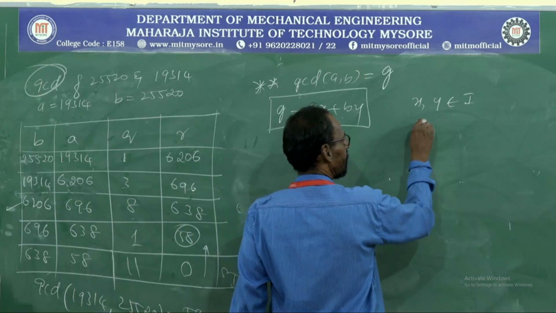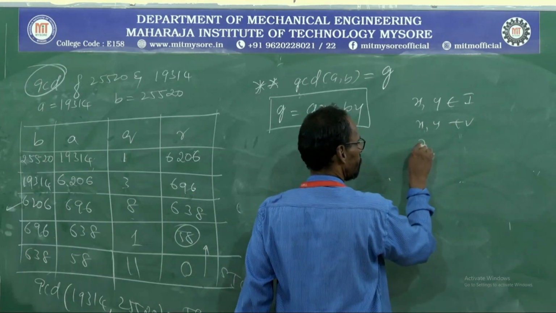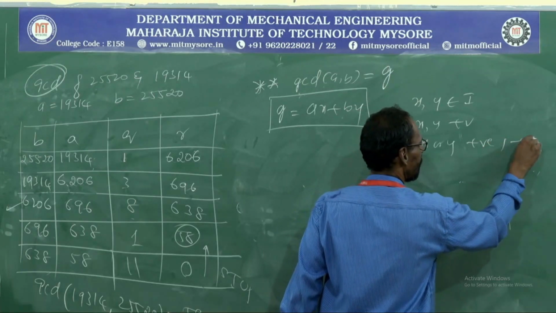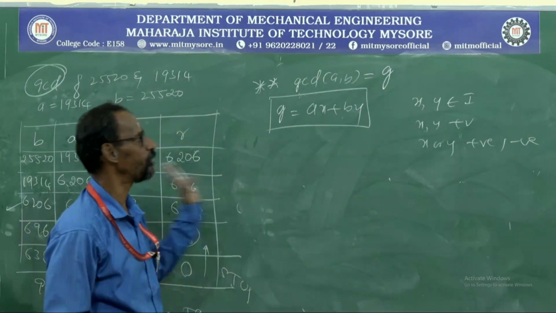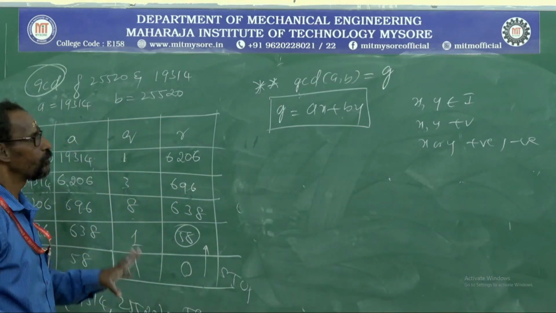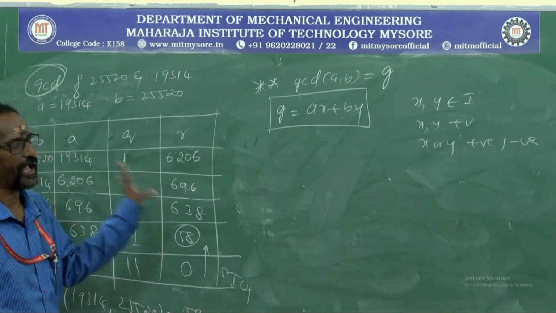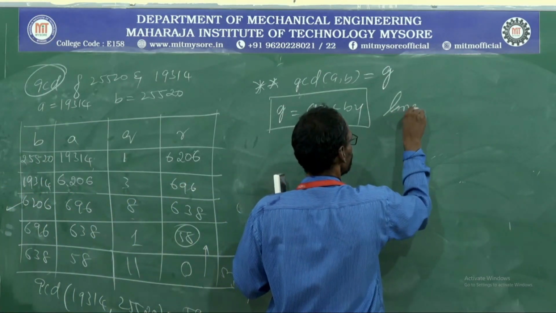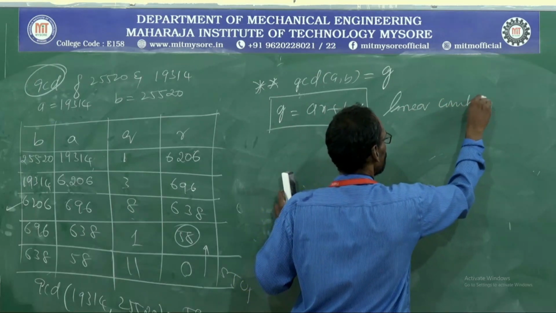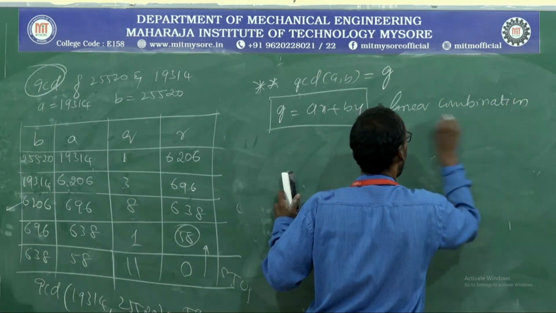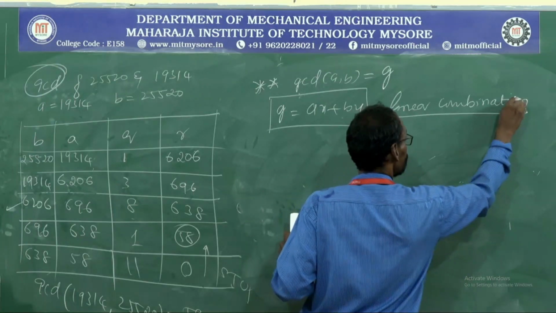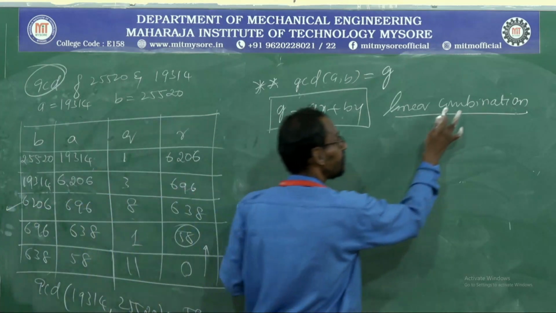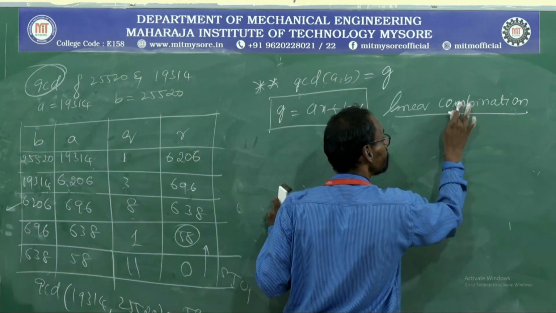So x and y both can be positive, or one will be positive and one will be negative. Both negative never happens. This is called a linear combination. This is the ultimate work. Only when you understand the linear combination representation can you see here? It is a linear combination.